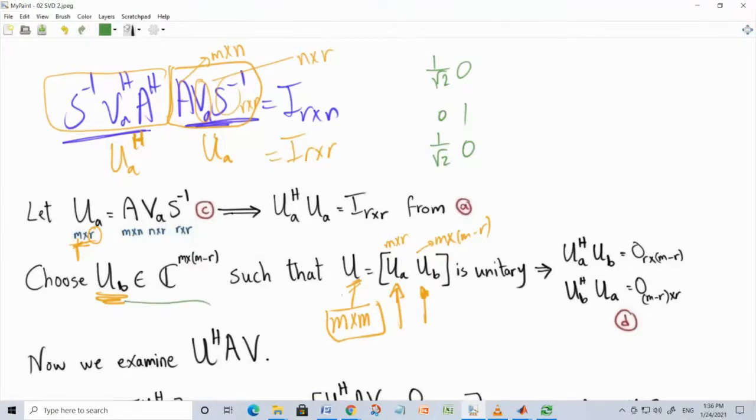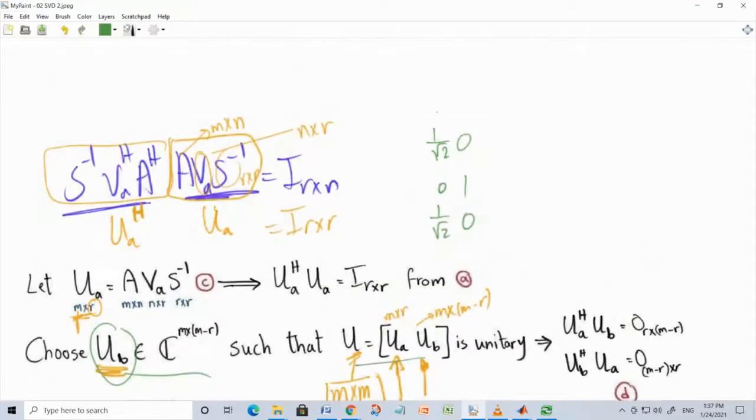You may look at this step and ask, how do we know that we can actually obtain matrix UB? What you can do is take these two columns. Here M is equal to 3 and R is equal to 2. I didn't mention it explicitly, but R is the rank of matrix A, and A is of size M by N. By definition, the rank of A is less than or equal to the minimum of M and N, so R is always less than or equal to M.